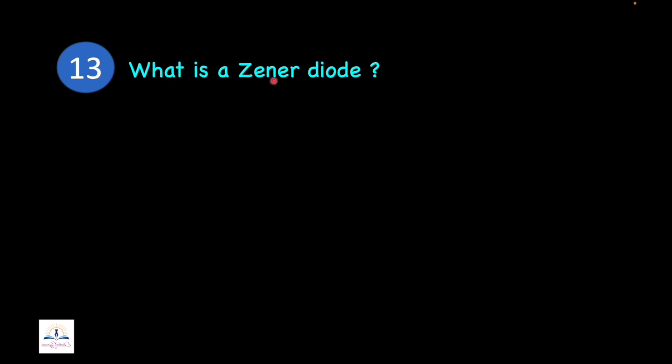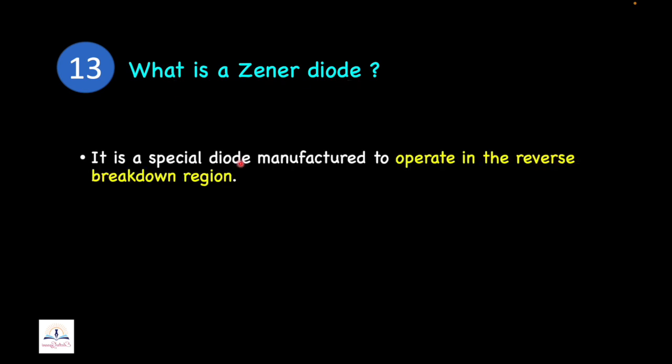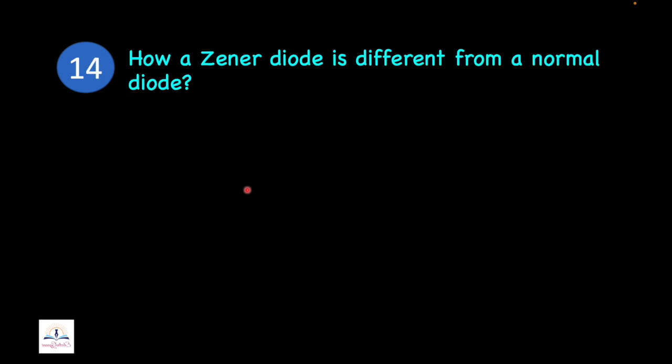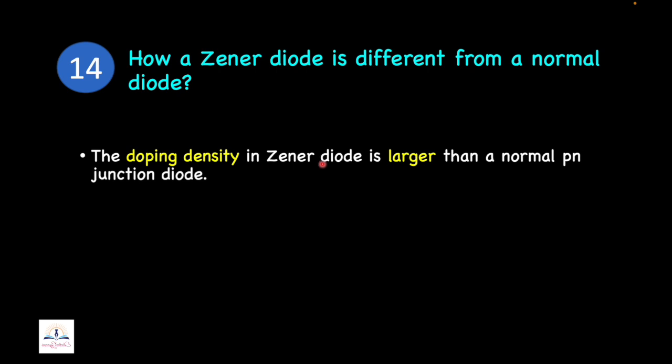Question 13. What is a Zener diode? It is a special diode manufactured to operate in the reverse breakdown region. Now, how is a Zener diode different from a normal diode? The doping density in Zener diode is larger than a normal PN junction diode. Because of this, it works properly in the breakdown region.